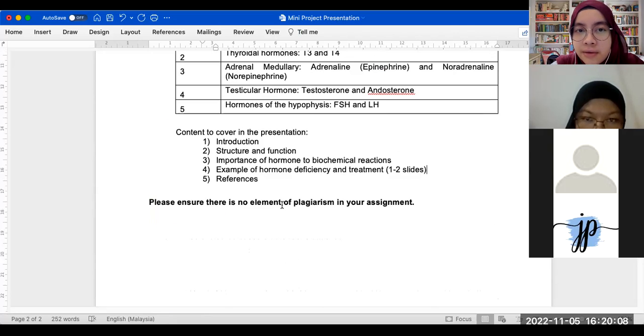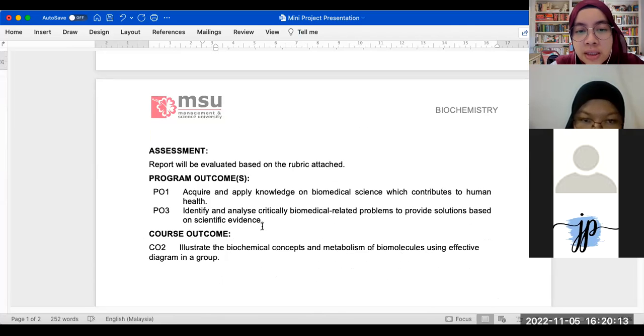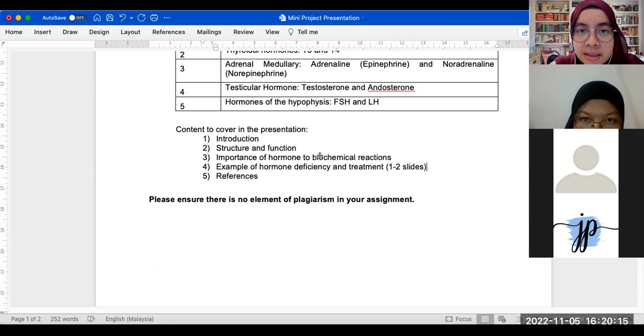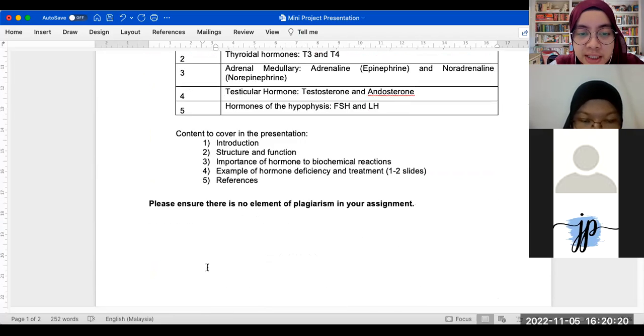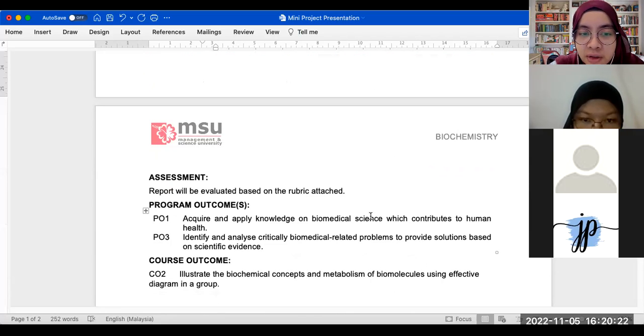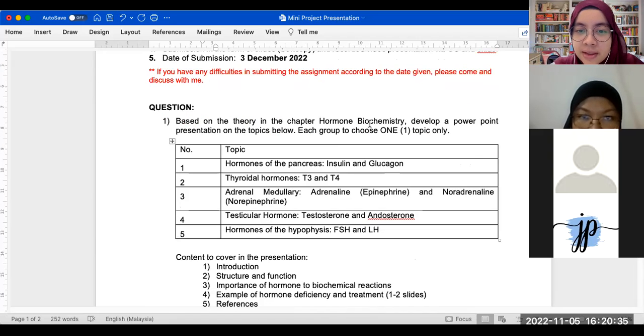For this assignment, this is basically the learning outcome: for you to be able to illustrate the concepts just now, the 4 main points, using effective diagrams. I don't want you to just read the slides. You can put your words and your illustrations, and then you need to explain, and relate back to point number 3, the importance of this hormone to the biochemical reactions.